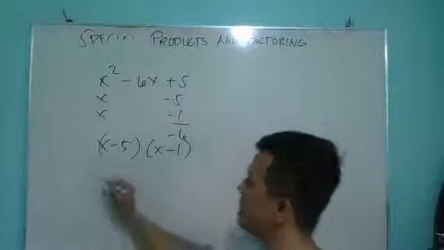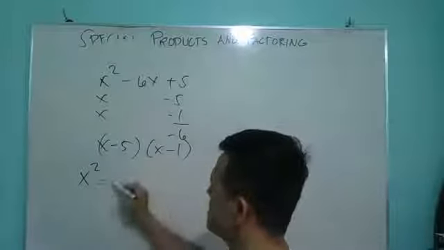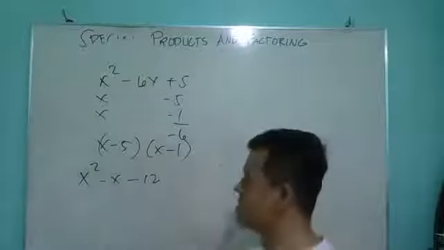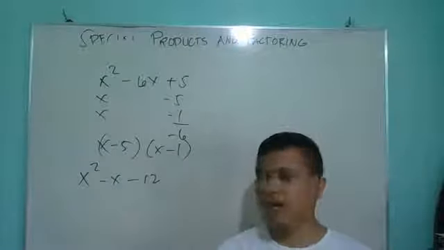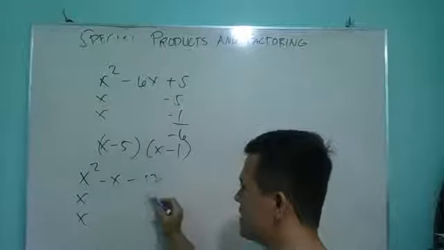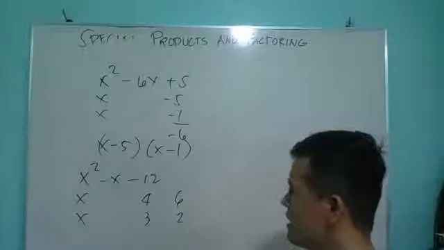That's it. Another one. X squared minus... okay, how are you going to do this one? X squared minus x minus 12. So we have here x again, and then 4 and 3. We can have 6 and 2, right? We can do it like this.